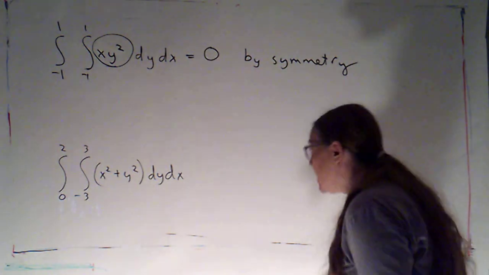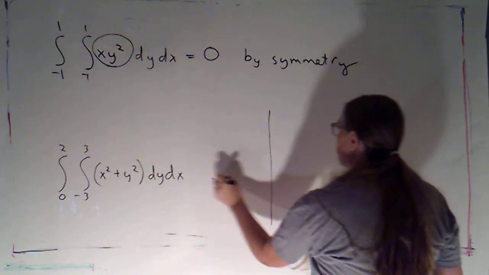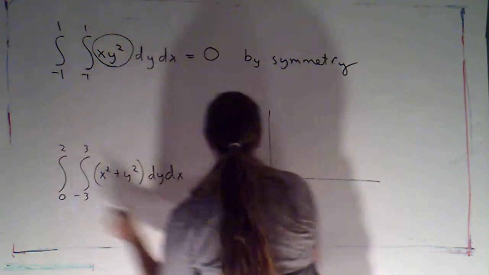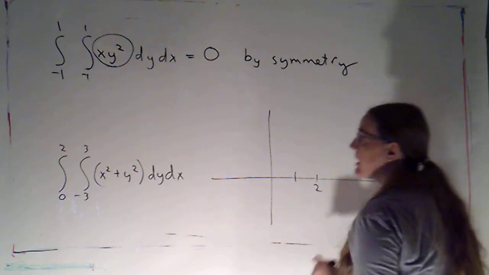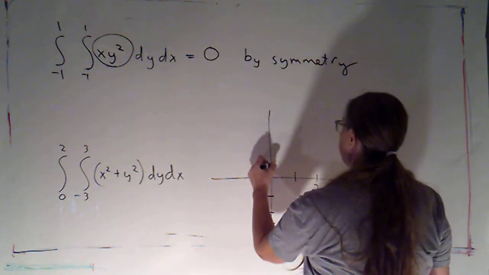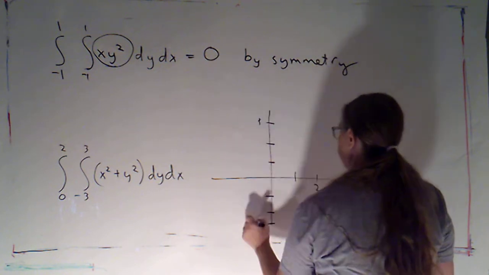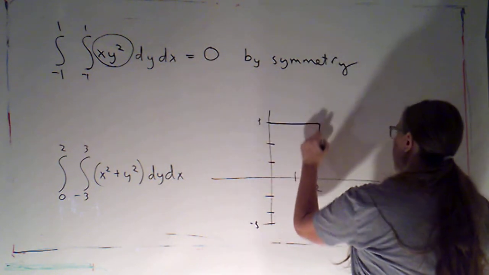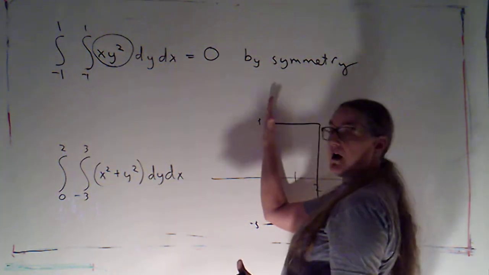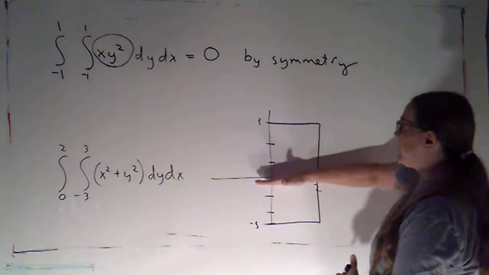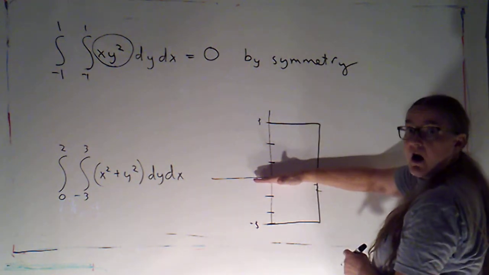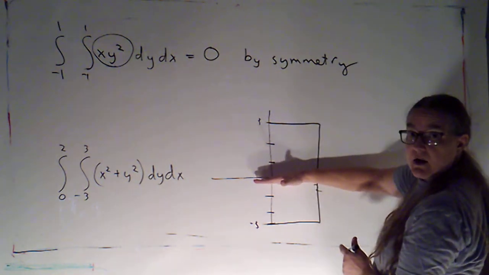So here, I'm integrating over a region where x is going from 0 to 2, and y is going from -3 to 3. So here, I only have one type of symmetry in my region. It's not symmetric about the y-axis, but it is still symmetric about the x-axis. The top and the bottom are exactly the same size and shape.